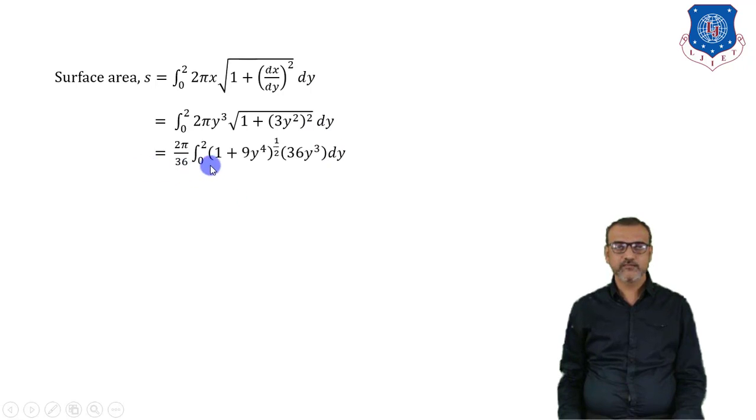Now this equals integration from 0 to 2. This function can be written as (1 plus 9y raised to 4) the whole raised to 1 by 2, and the y cube and 2 pi remain as they are, and we multiply numerator and denominator by 36, because if you consider this function as f of y, its derivative will be 36y cube. So for that purpose we have multiplied the numerator and denominator by 36.